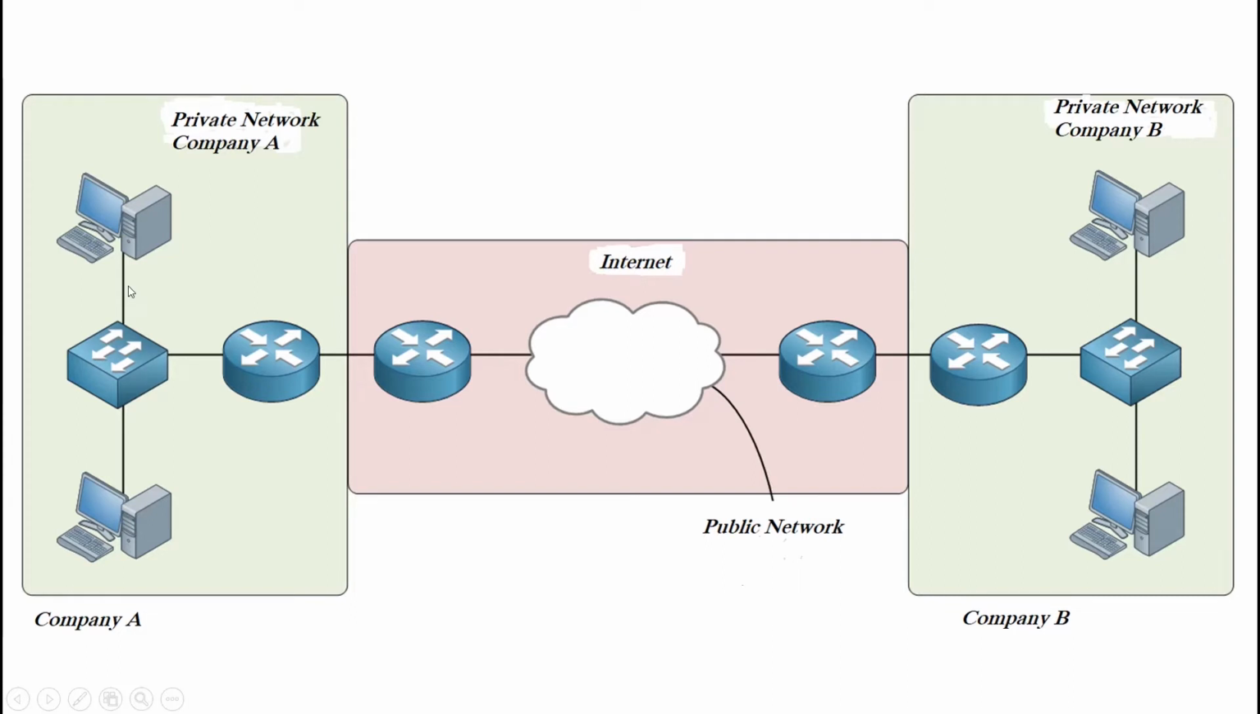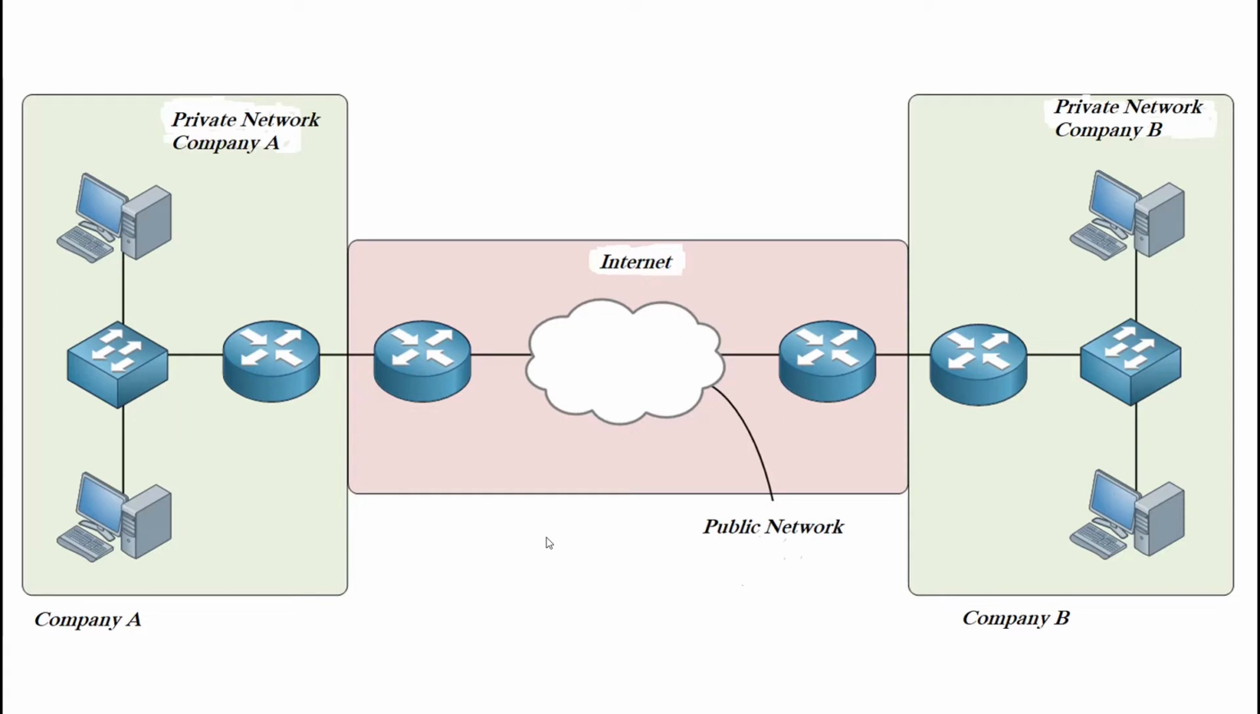In this kind of network we call it a private network, because all the devices are under their control and within their company. Okay guys, these two computers connect with the switch, then the switch connects to the router. This router connects to the router in the internet. So it means that the private network is reachable to the internet, and we call the internet the public network. Always, the internet is the public network.